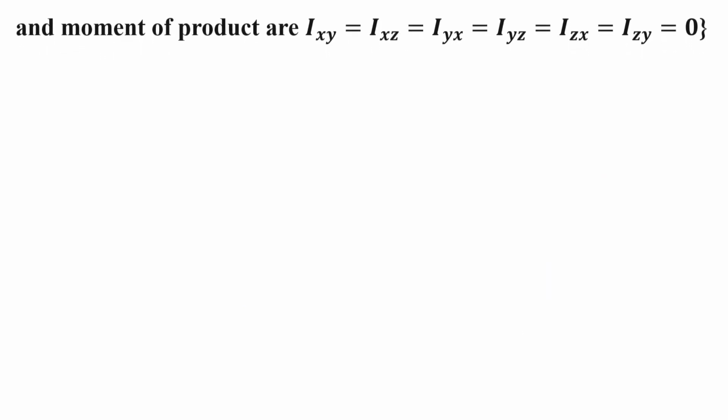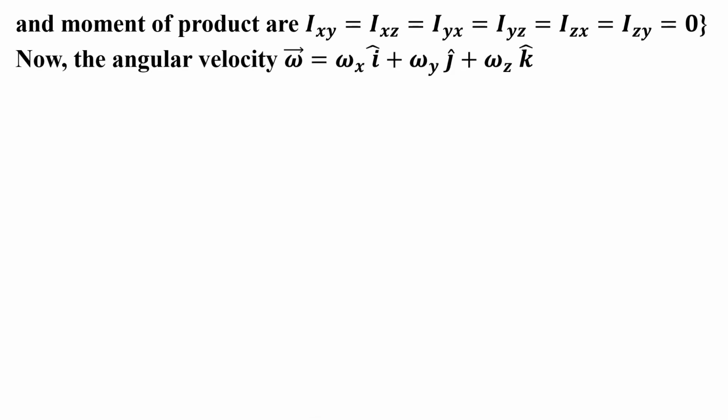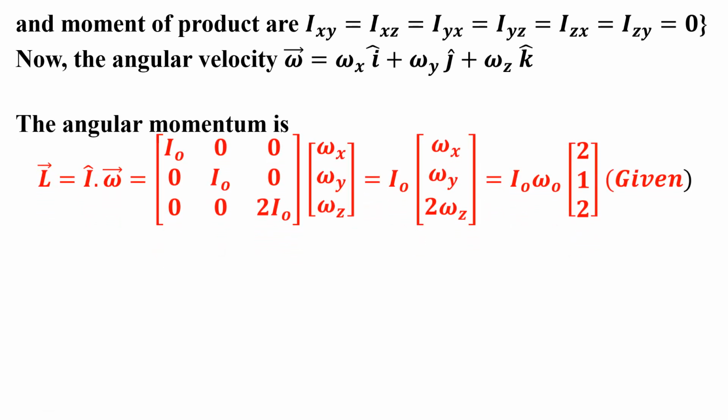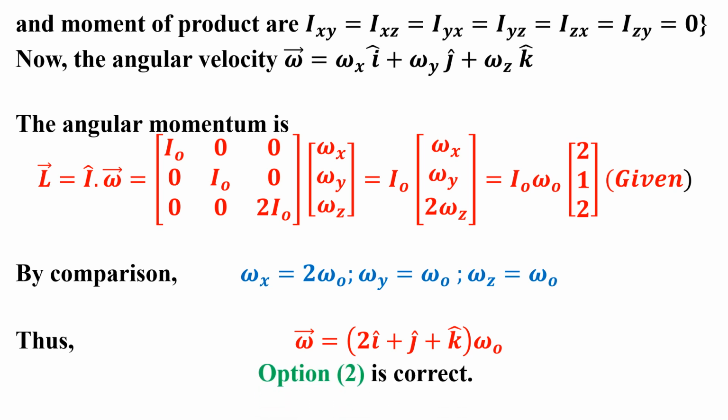And the products of inertia are 0. Now the angular velocity can be written as omega vector equals omega x i cap plus omega y j cap plus omega z k cap. The angular momentum is L vector equals I times omega vector. Solving this and comparing the given values, we find the angular velocity omega vector equals (2 i cap plus j cap plus k cap) omega naught. So option 2 is correct.